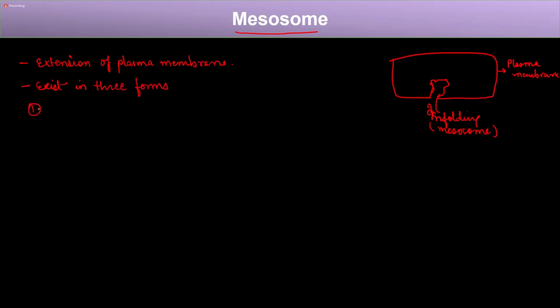The first form is vesicle. Second is in the form of tubule, a tube-like structure. And third is in the form of lamellae. So the extension of this plasma membrane, that is called mesosome, exists in three forms: vesicle, tubule, and lamellae. Now we will discuss the role of this mesosome.